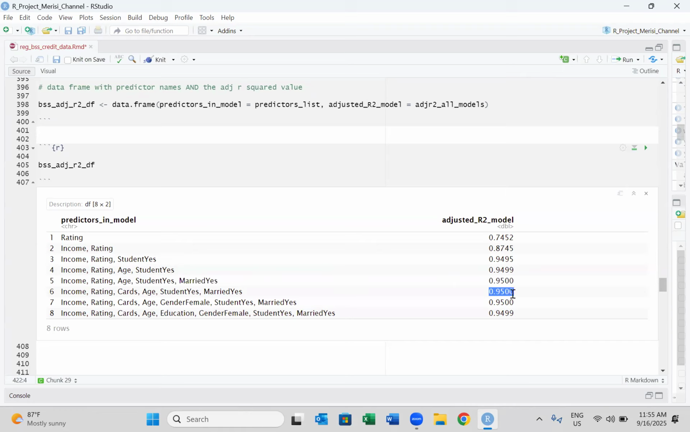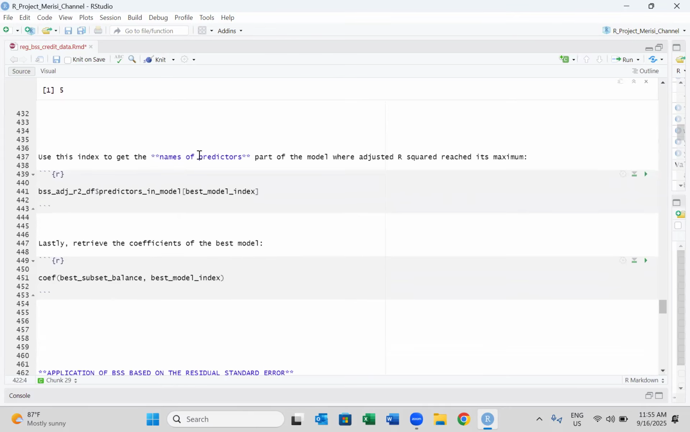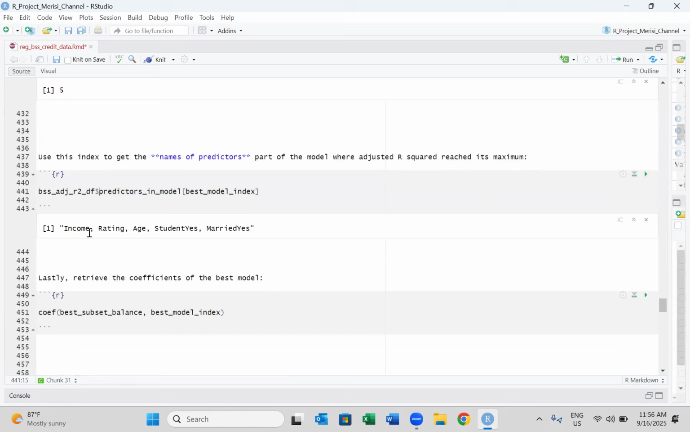Now what I'm going to do next is use that index 5 to retrieve the names of the predictors that are part of the model of size 5. That's what I do next here. I use this index to get the names of the predictors part of the model where adjusted R squared reached its maximum. I'm going to use that index to index the predictors in model column, which is the first column in the data frame. And sure enough, I get the names of the 5 predictors.